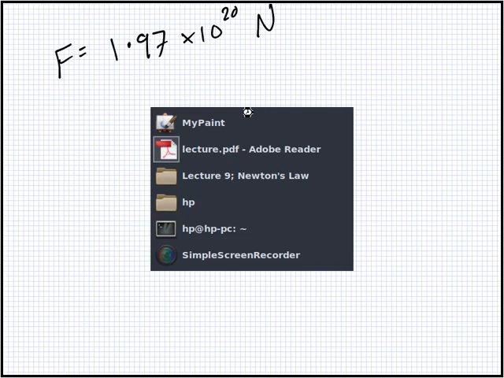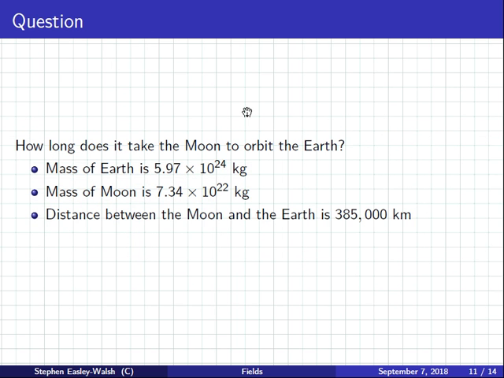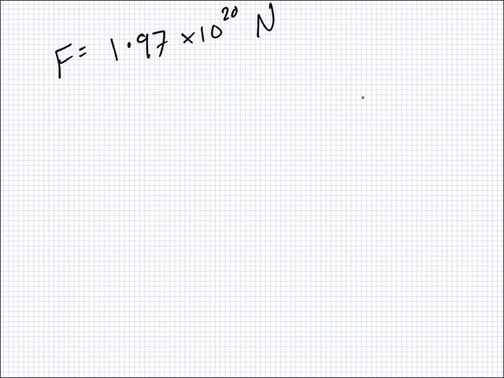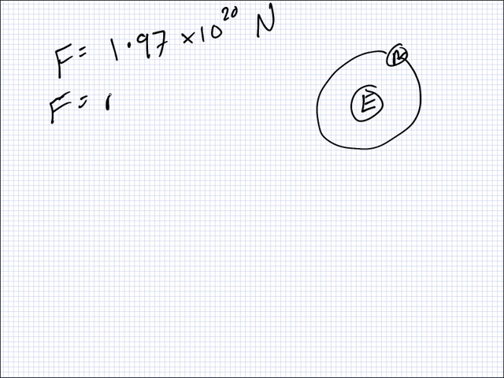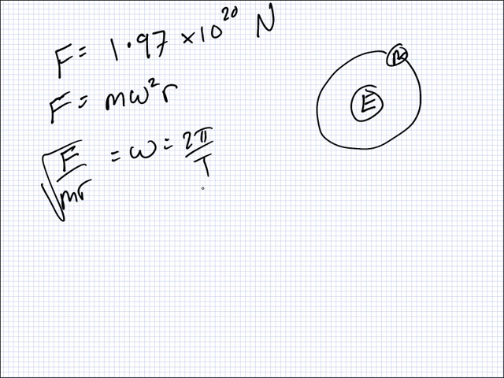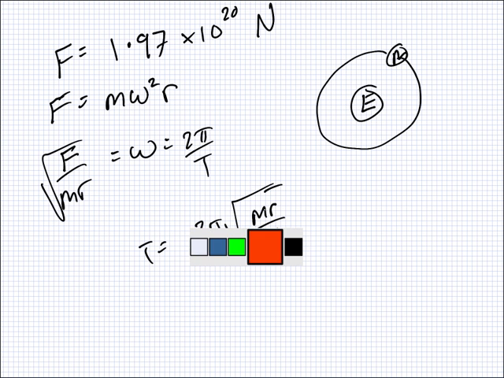Okay, now my next question for you is how long does it take the moon to orbit the Earth? It's F equals m omega squared. So root of F over m equals omega, which is equal to 2 pi over T. So T is 2 pi root of m r over F, isn't it?